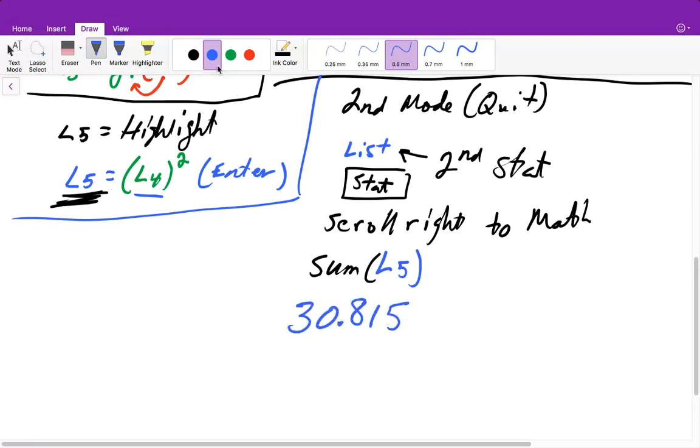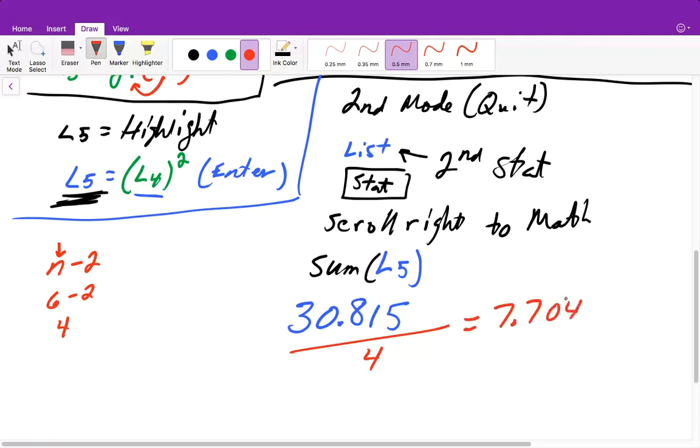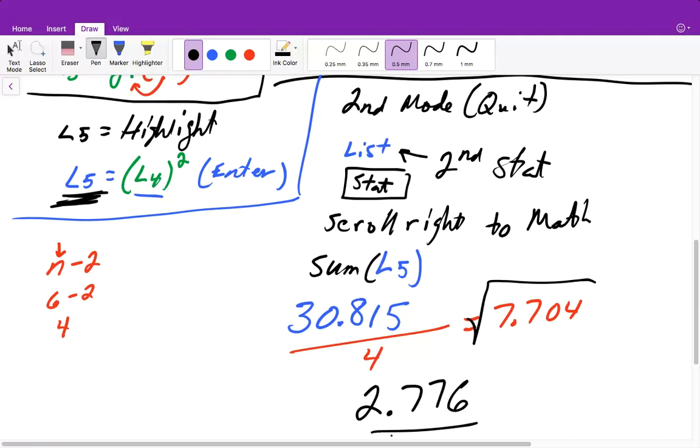30.815. Right, now we need to do our n minus 2 again. All right, we had 6 x values, so 6 minus 2, and that is equal to 4. So you divide this by 4, or by your n minus 2. So in this case, when we divide it by 4, it'll give me 7.704. And then our last step is you take the square root. So take the square root of your answer, and it will give you 2.776. Right? And that is the estimate of your standard error.